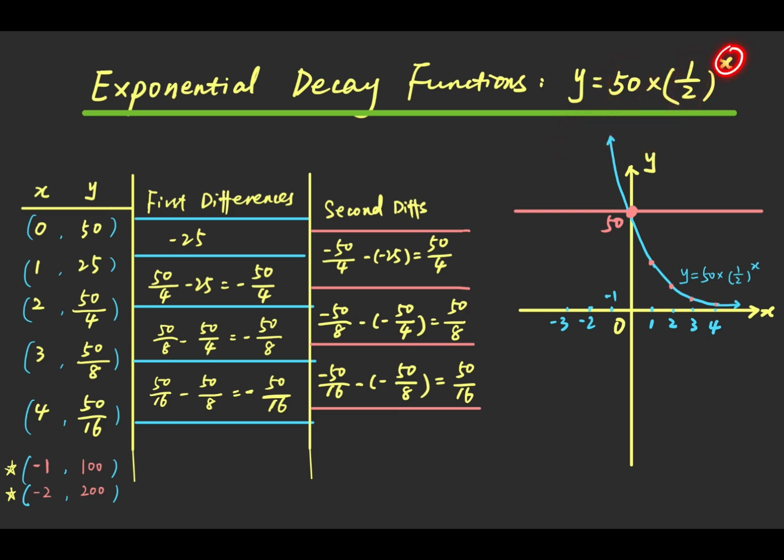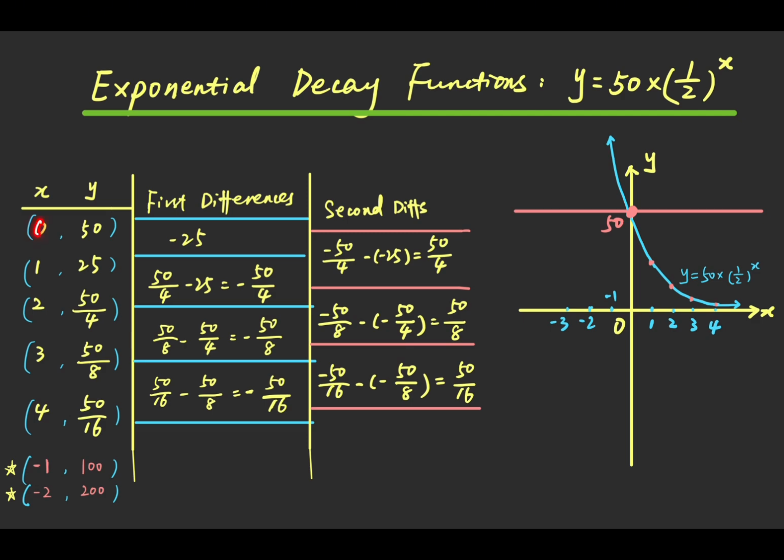X is x. Here the base is greater than 0, less than 1. By definition, this base must be a positive number. Sometimes it is greater than 1, sometimes it is greater than 0, less than 1. Here, it is greater than 0, less than 1, so we say it is an exponential decay function. For this expression, we can use some specific values to figure out the properties of this function.